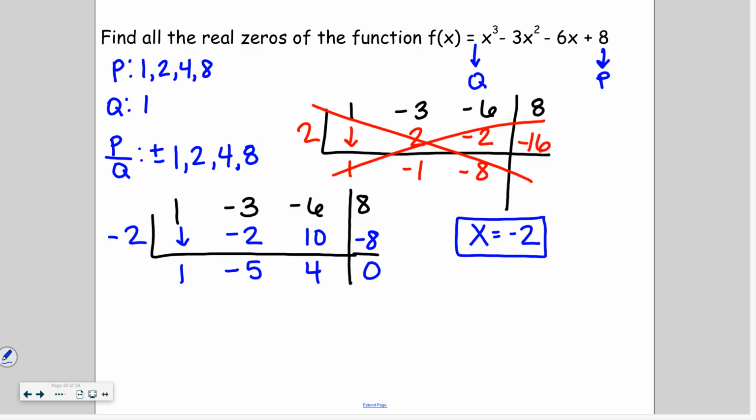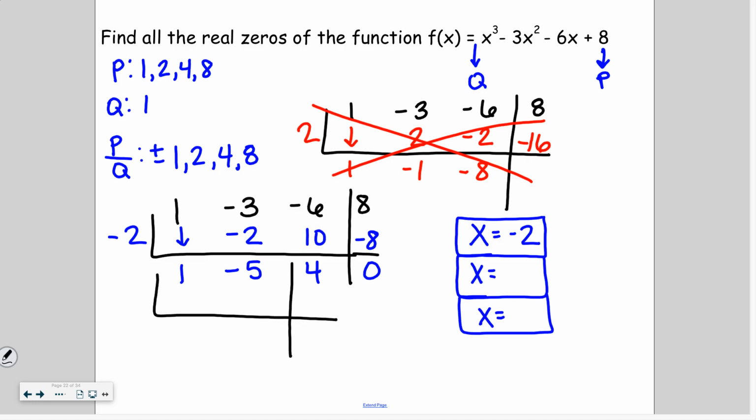How many do we need? We have x cubed, so we need 3. So I'm actually going to just go ahead and write these down, and then we'll fill them in. So that way you know you don't forget one. Okay? All right, you can continue synthetic division, whichever one you did, it's up to you. Or you can factor. I'm continuing with synthetic division. Now I'm going to try 1. So 1 and 1 is 1. Gives me -4. -4, that gives me 0. That one works. So x is 1.